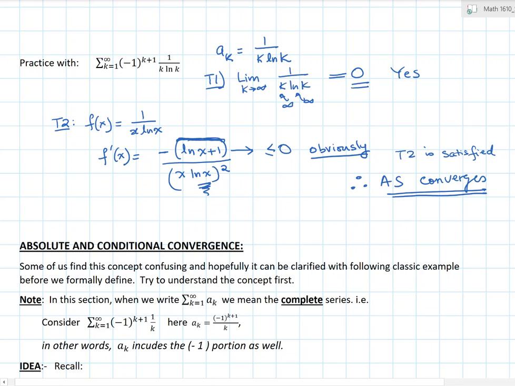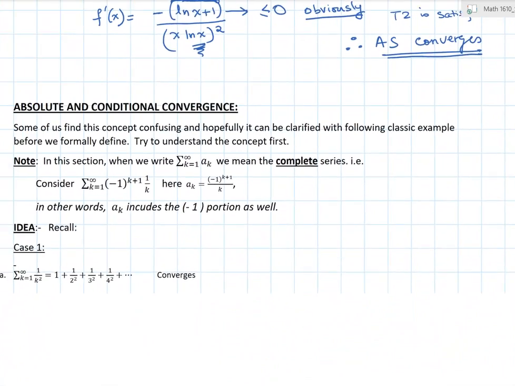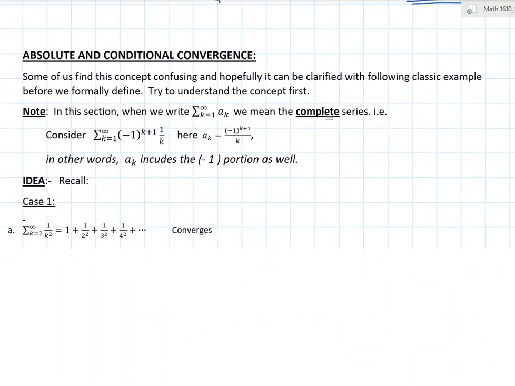Now, if either one of these two tests had failed, then we would say the alternating series diverges. You'll see later on when that happens.